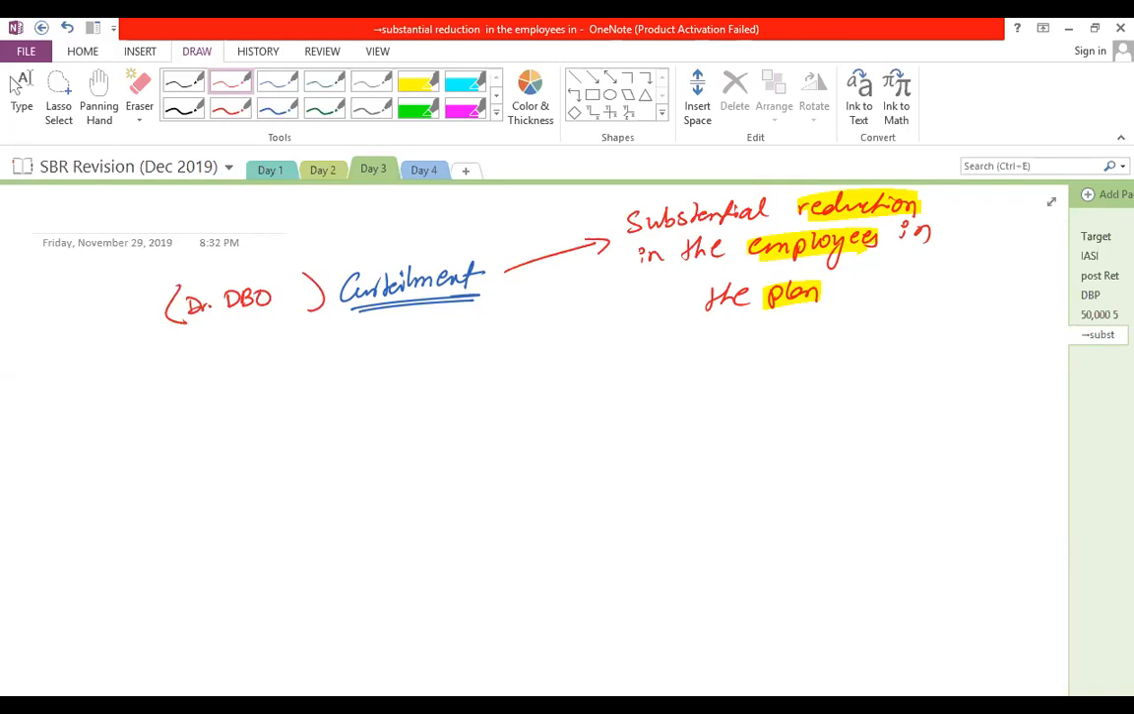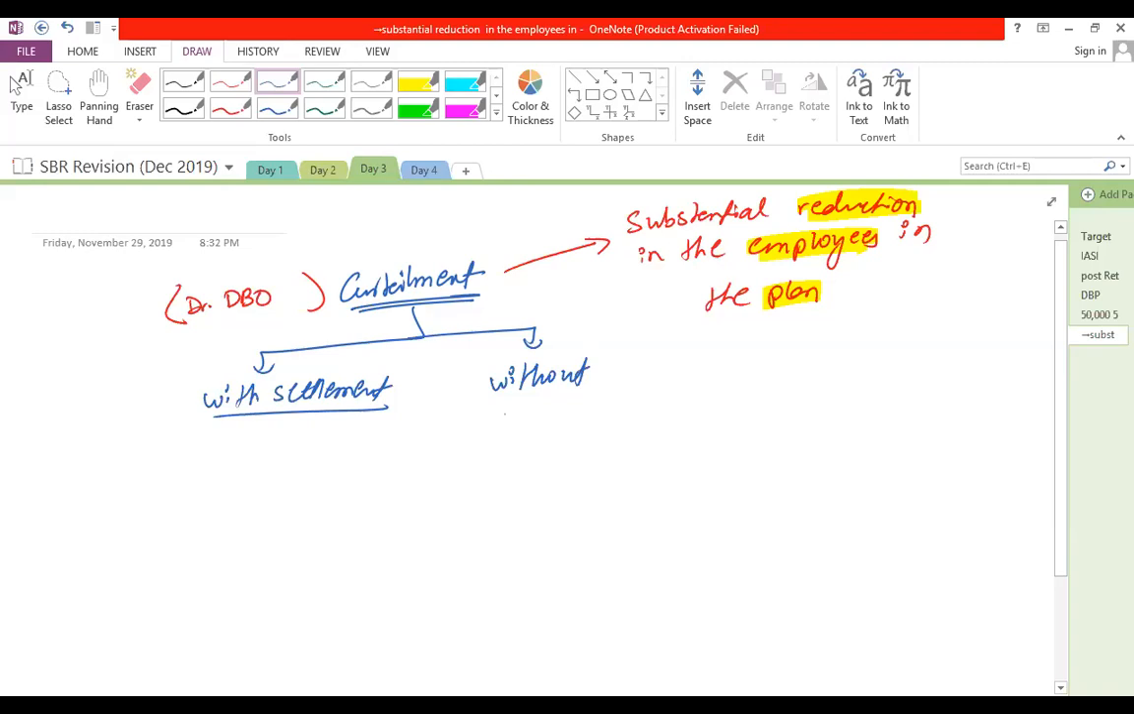Now, what about the credit side? We say that the curtailment can be of two types. Either it is going to be with settlement, which means we are going to pay the employees an amount as well, or it is going to be without settlement. Without settlement means we are not going to pay any amount to the employees. So if it's without settlement, then the credit is the P&L because that will be a gain. Our liability has reduced and we didn't even pay any cash. So that will result in a gain being recorded in the P&L.